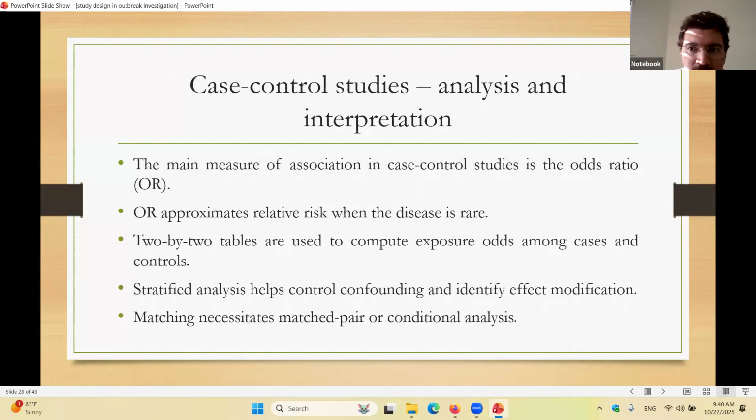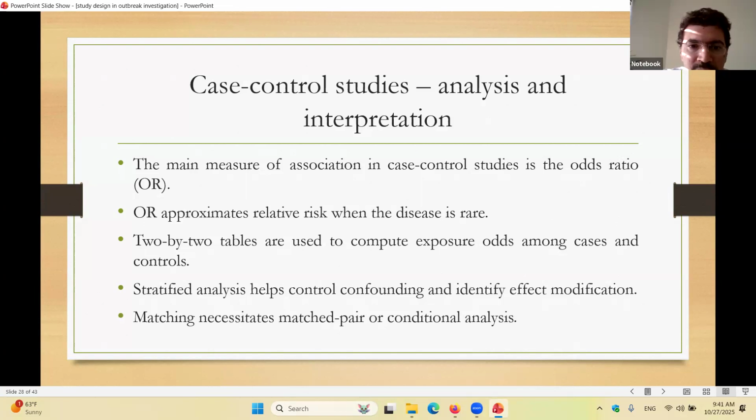I want to talk to you about 2 points. The first one is the first bullet: the main measure of association in case control studies is the odds ratio. Odds ratio is a type of association measure. Sometimes it is called effect measure. But philosophically, there's a difference between association measure and effect measure.